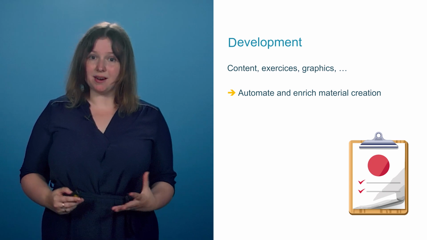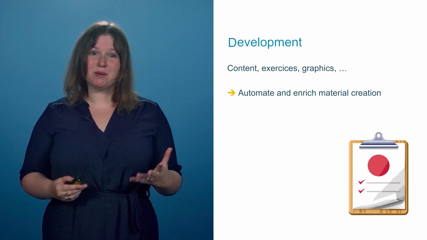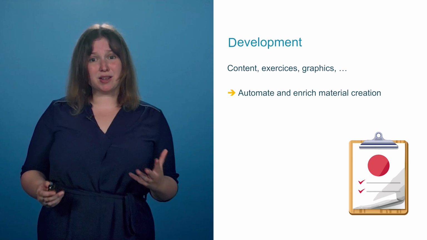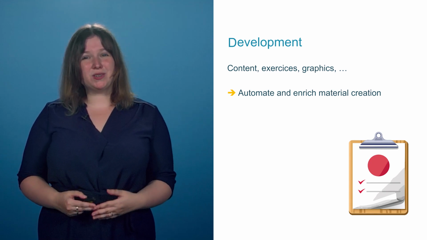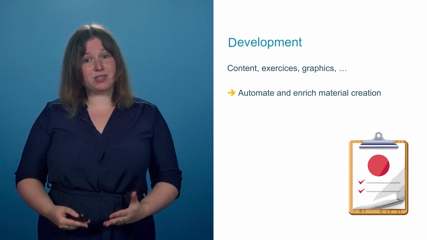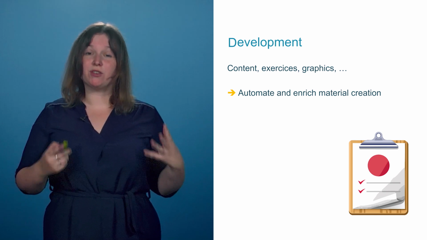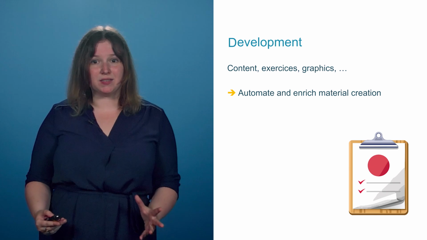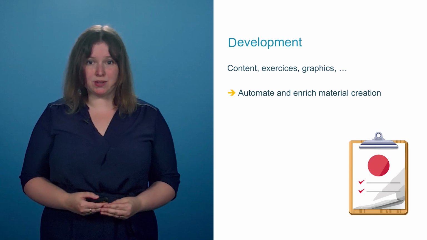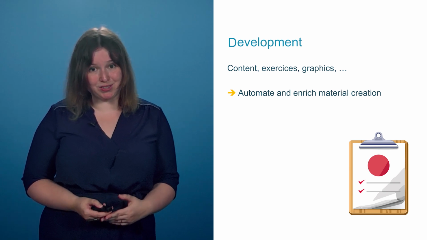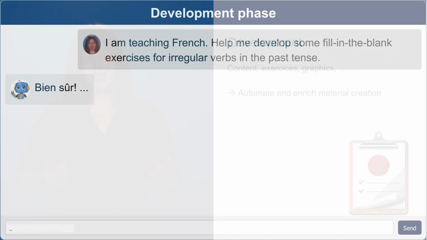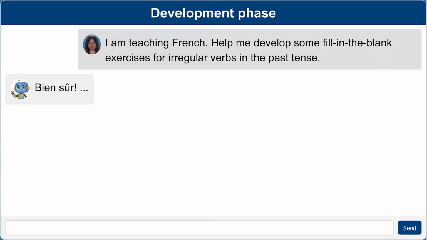Now, when you're developing content, however, it is important to remember that generative AI tools are not perfect. They can sometimes produce incorrect answers or they can hallucinate information. So, as an educator, you are always responsible for checking the accuracy of any generated content, and you should always be transparent about your use of generative AI tools. Here's an example of a prompt that can be useful during the development phase. I am teaching French. Help me develop some fill-in-the-blank exercises for irregular verbs in the past tense.